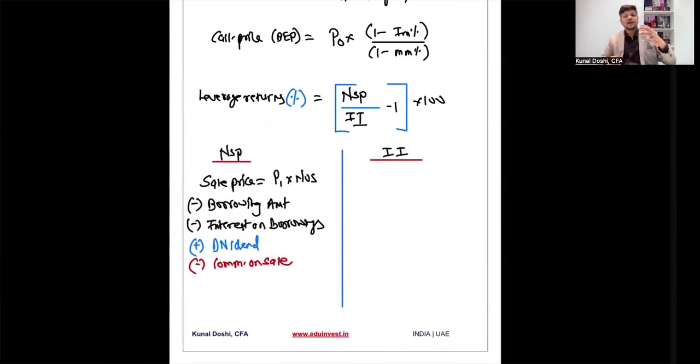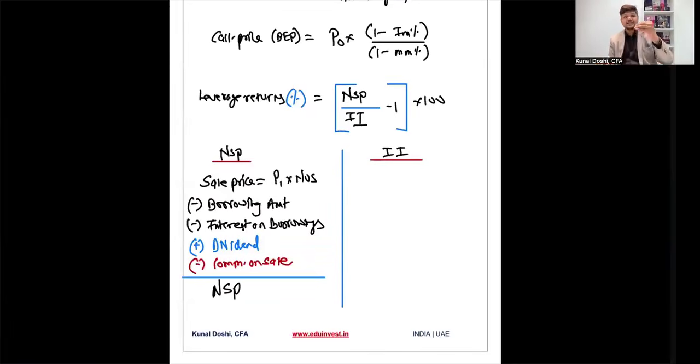This is like your cash inflow after everything. All right, everyone in the class understood? Y plus Y minus all of this is going to be my net sale proceeds, like a cash inflow.